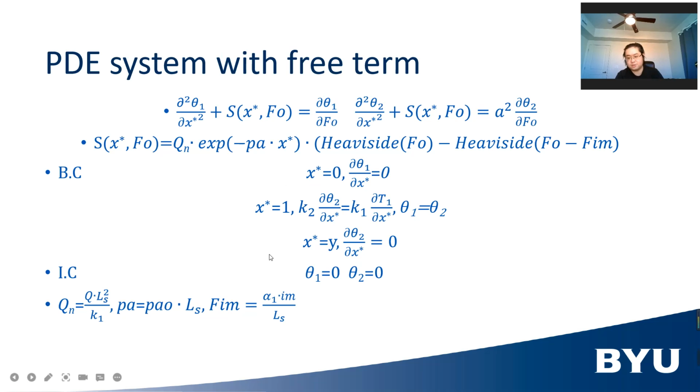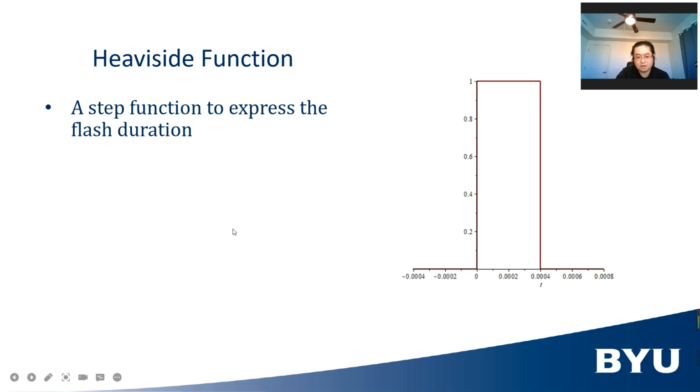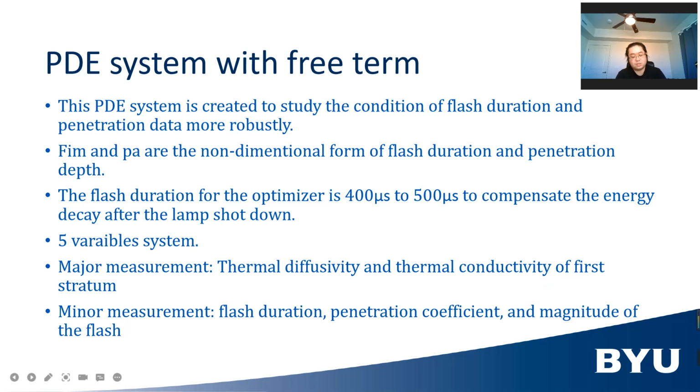Now let's look at the most robust PDE system. It uses a free term to express the penetration depth and also the flash duration. Of course, now the initial temperature goes back to 0. The Heaviside function is a step function that I use to express the flash duration. So although in the experiment, the flash duration is 400 microseconds, in the optimizer, it is set to 400 to 500 microseconds.